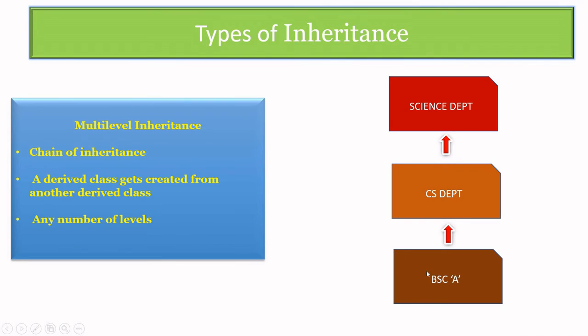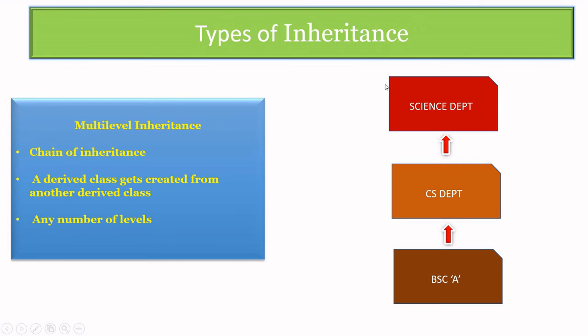Okay, for this third class, the second class is going to act as a base class. This chain can continue up to any number of levels depending upon your need, depending upon the application you are going to implement. That's why it is called a chain of inheritance. So this is an explanation about multi-level inheritance.